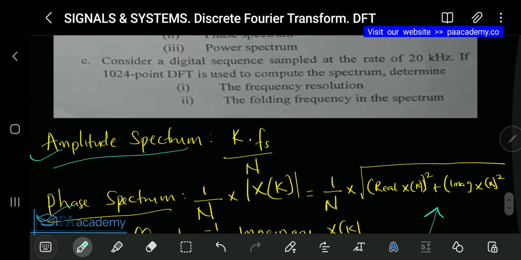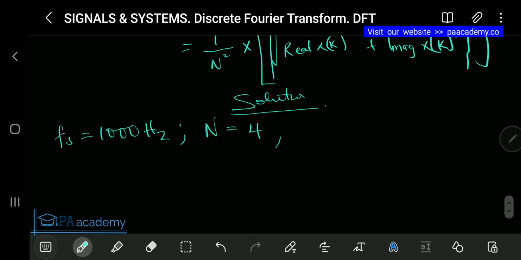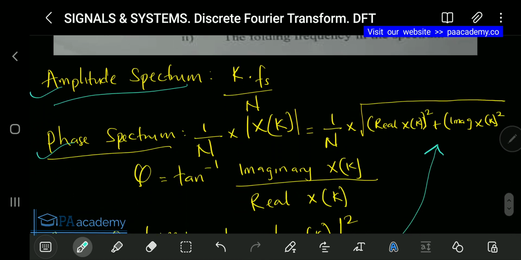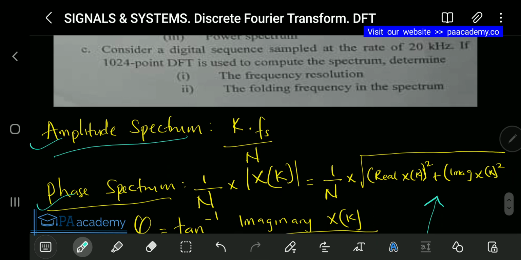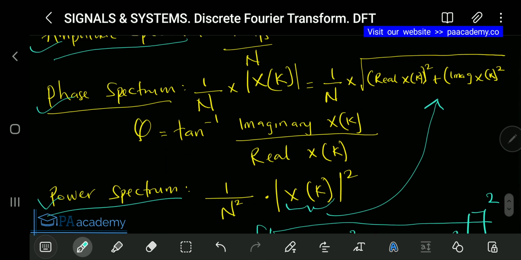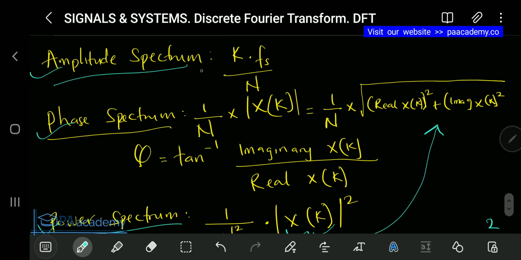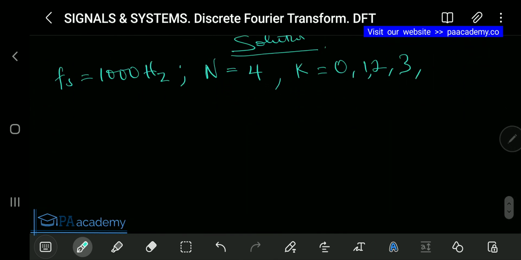Then what other information? We have already established in the A part, when we solved it, that the value of our k is 0, 1, 2, and then 3. Okay, so what other information do we need? We'll pick other information as we progress. Alright, so now let's start with calculating the amplitude spectrum. We are going to calculate the amplitude spectrum, the phase spectrum, and the power spectrum when k is 0, 1, 2, and 3. Exactly. So now let's start.